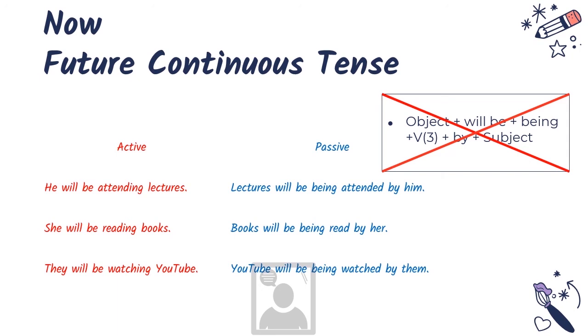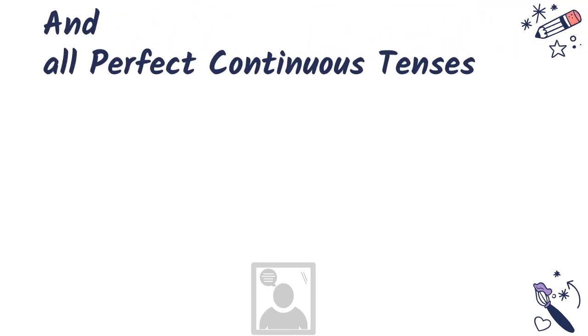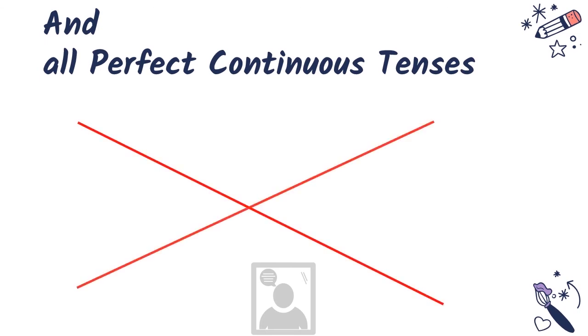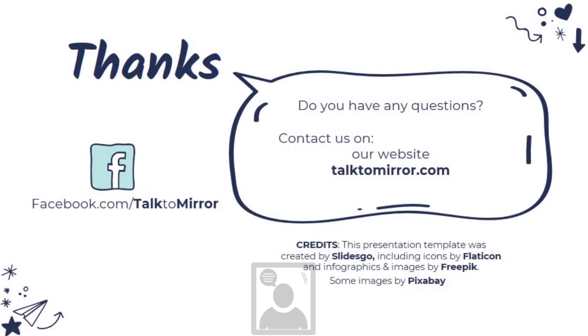So these four tenses, including future continuous tense and three tenses of perfect continuous tense, are not recommended to be converted in passive voice. And all perfect continuous tenses, they are completely not recommended.